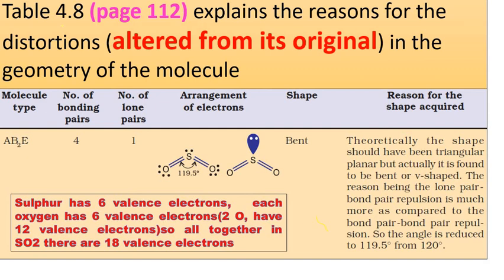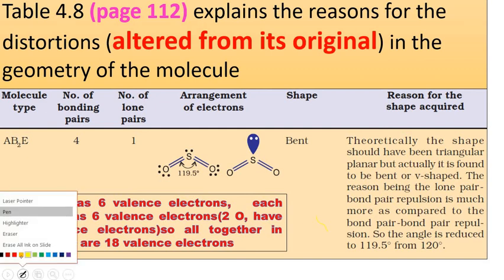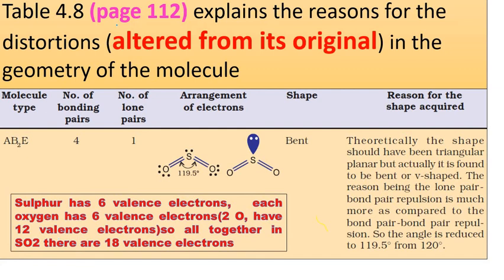Now, Table 4.8 in our NCERT textbook, page number 112, explains the reason for the distortion, that is a change or alteration from the original shape in the geometry of the molecule, right? So let us have a couple of examples. The molecule type is AB2E, which reveals the number of bond pairs. Here you can see there are 4 pairs, but here it has been mentioned as AB2E. If you see the example here, it is sulfur dioxide, SO2, right?